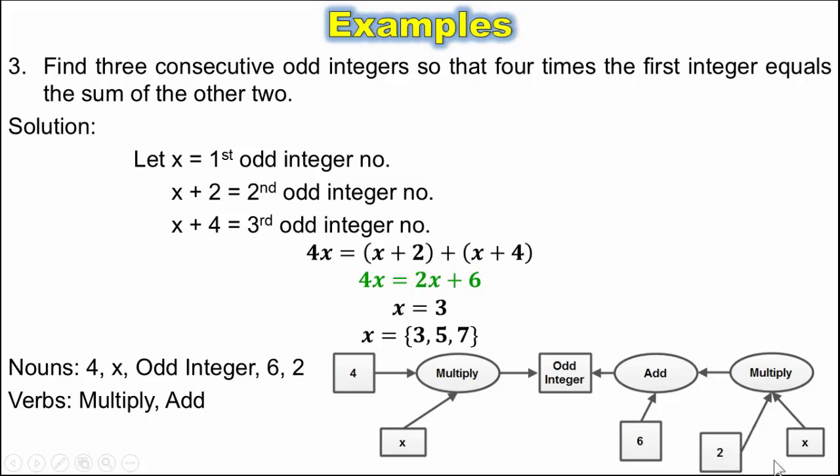The nouns 2 and x are used by the multiply operation and it will produce the product. The product and the value 6 will be added together to produce now the add integer that we are looking for. So that is the diagram based on this simplified algebraic expression 4x is equal to 2x plus 6. The three consecutive odd integers are 3, 5, 7.